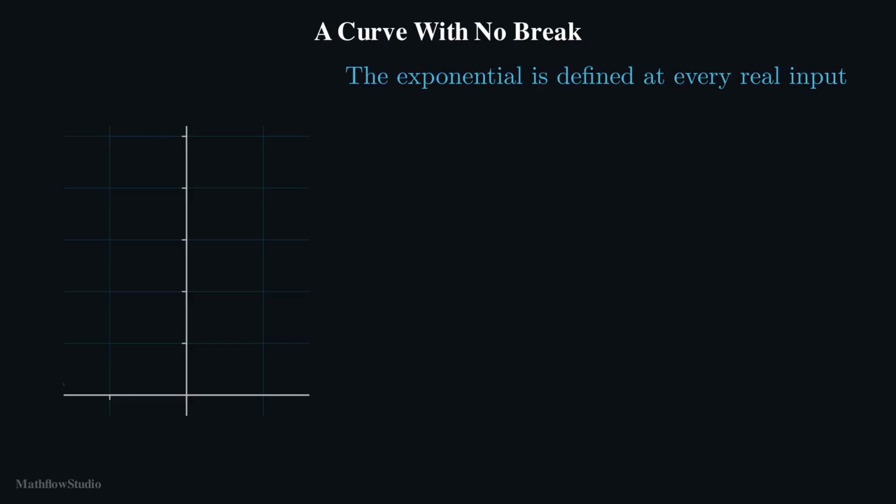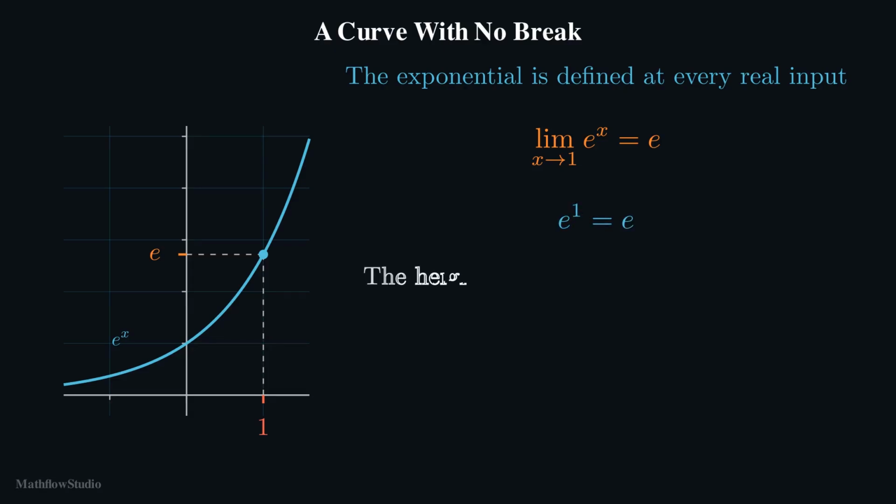A limit at an input can be read straight off the curve whenever the curve has no break there. The natural exponential is defined at every real input, and it rises without a break. At the input 1, the curve approaches the height e. The exponential also takes the height e at that same input. The height approached and the height taken are one and the same number.